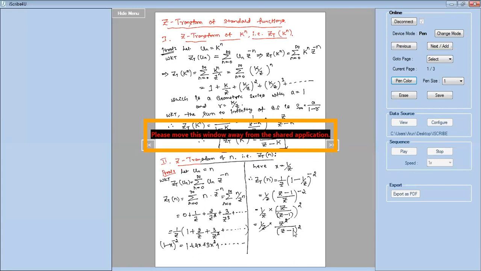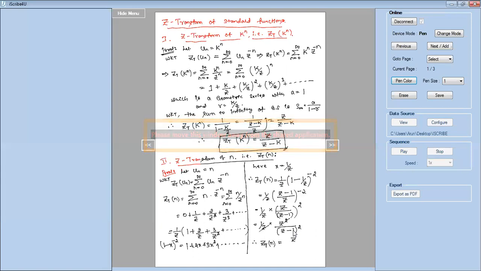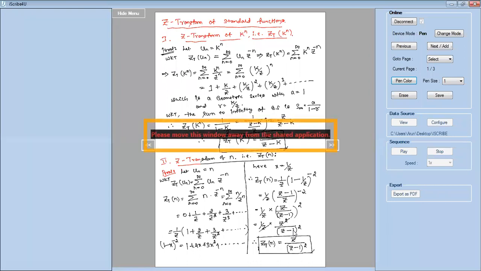So therefore we get z transform of n equals z by z minus 1 whole square. So the z transformation of the second standard function n is z by z minus 1 whole square. This is the second standard formula, right? So this is how we can derive the z transformation of the standard functions k power n and n. Like this we have other functions also.